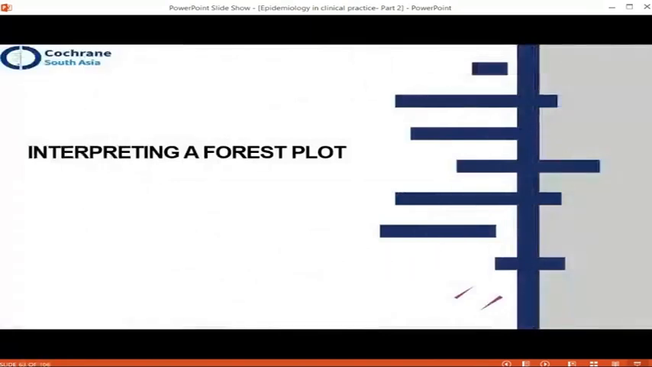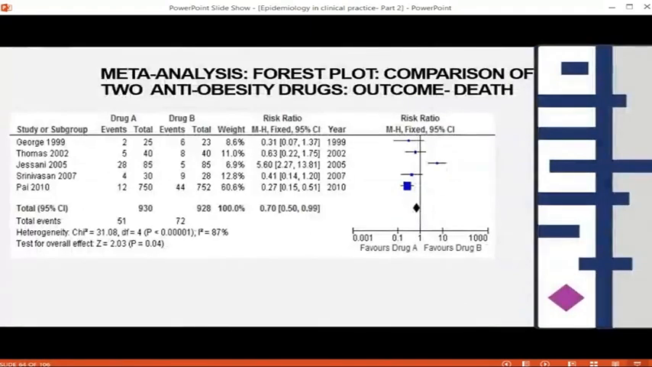So I want you to be able to interpret a forest plot. And I'm showing you a forest plot of a comparison of 2 anti-obesity drugs, and the outcome is death. Now what you have here is the study ID and the year of publication of these trials. And you have 5 studies done between 1999 and 2010. And from each of the studies, the number of people who died given drug A and the number of people who died given drug B are extracted.